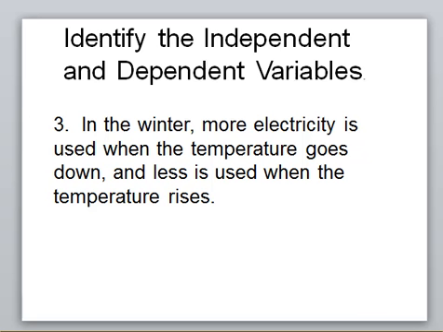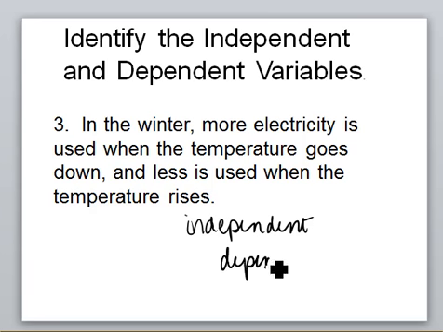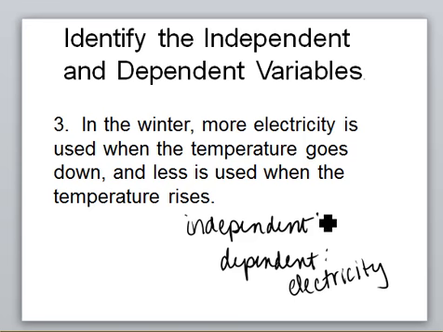We're going to spend some time thinking about identifying those independent and dependent variables. So in this example, it says, in the winter, more electricity is used when the temperature goes down and less when the temperature rises. So what is our independent variable? That's what we're asking ourselves. And which ones are dependent? I think it's easier to start with the dependent. The amount of electricity use, so the electricity usage depends on the temperature. So the electricity usage would be our dependent.